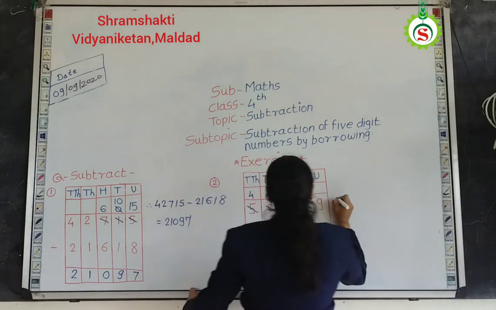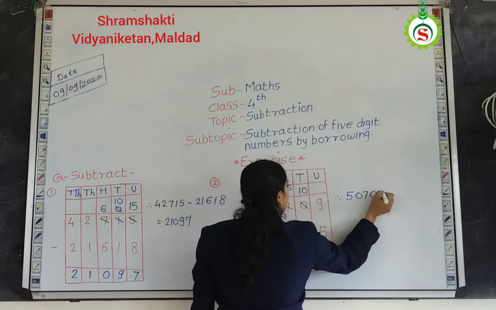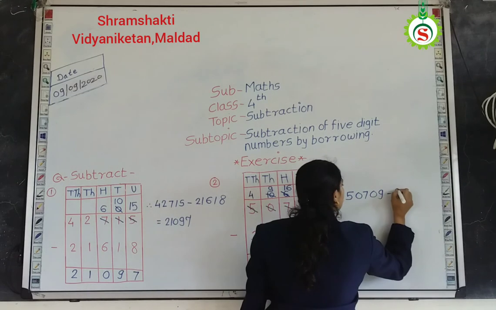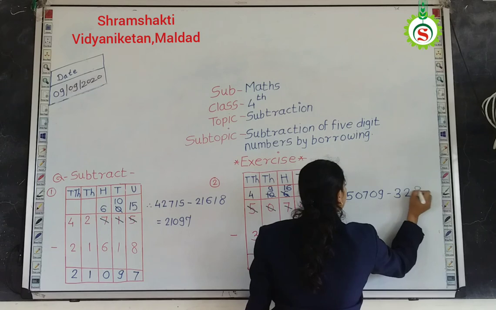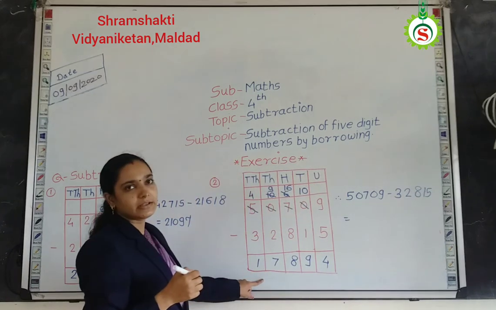Therefore our answer is 50,709 minus 32,815 is equal to, what is our answer? 17,894.